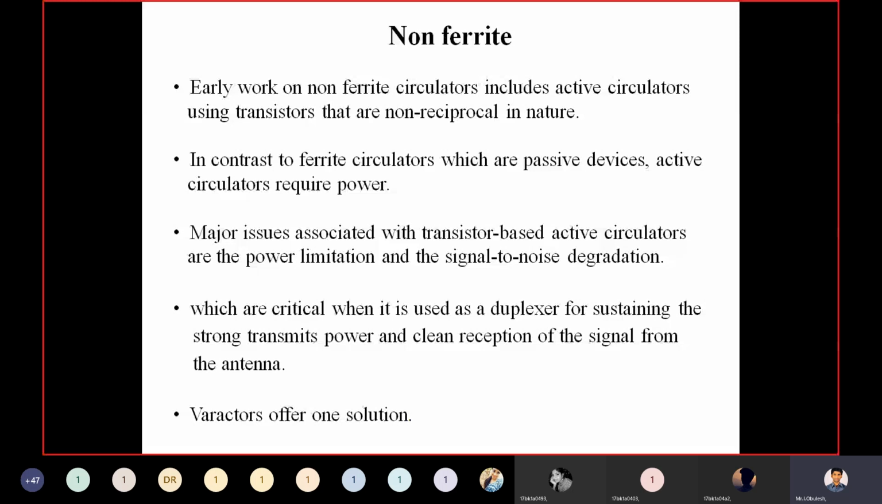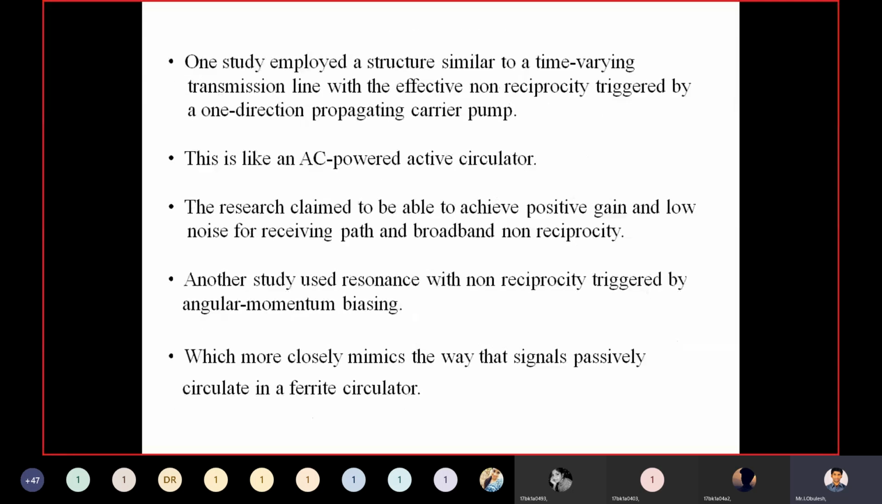And there is one solution. One study employed a structure similar to a time varying transmission line, with the effective non-reciprocity triggered by a one direction propagation carrier pump. This is like an AC powered active circulator. The research claimed to be able to achieve positive gain and low noise for the receiving path and broadband non-reciprocity.